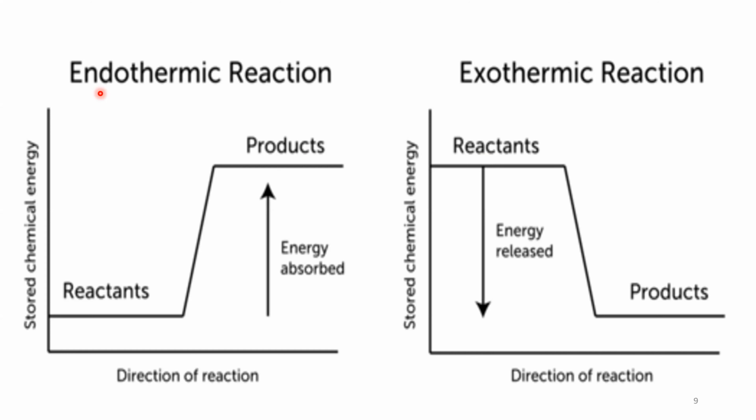So the stored chemical energy initially, when it is at the reactant level, is lower, and you can see that there is an energy gap from the reactant to the product. The products are at the higher level of chemical energy. It means the products have higher energy than the reactants.